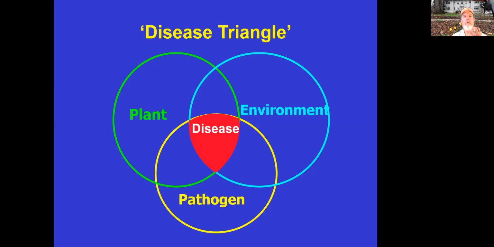So what I like to use is the disease triangle to quickly, in my mind, think of ways I might be able to reduce the severity of the disease.